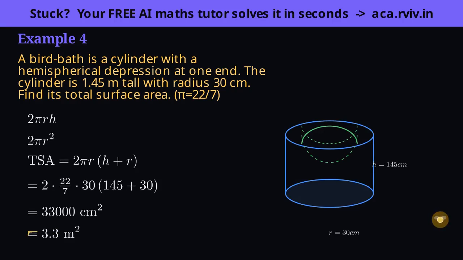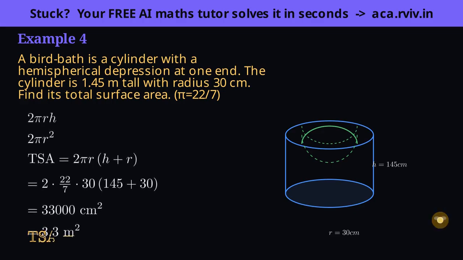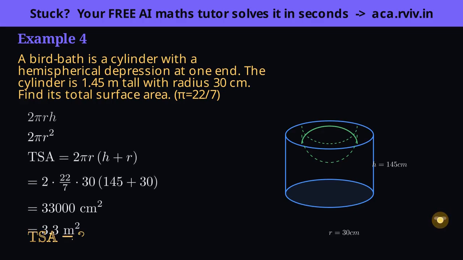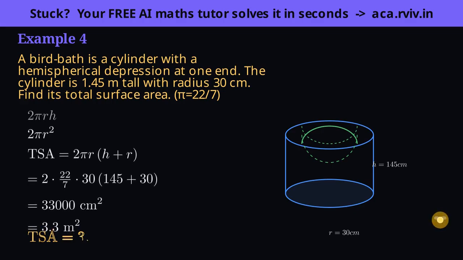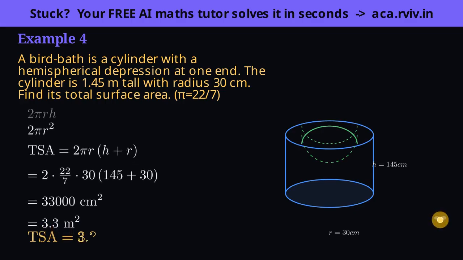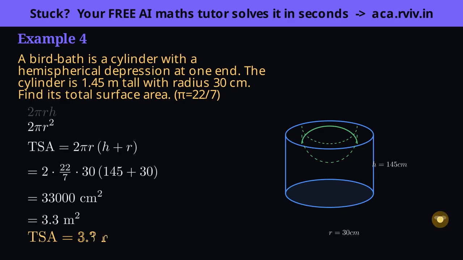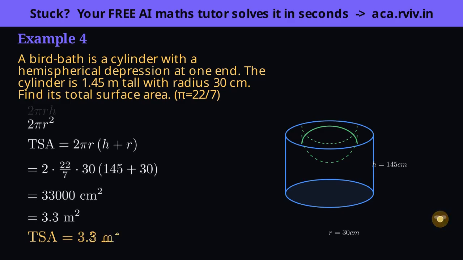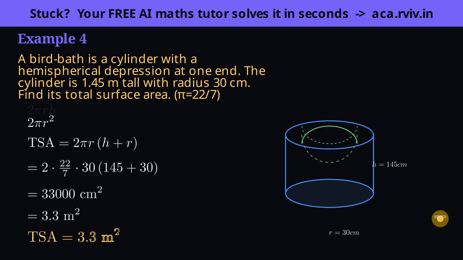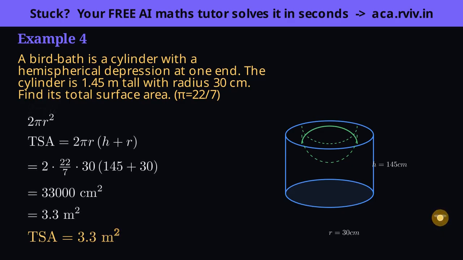Two lessons here. First, a depression removes a flat lid but adds a curved surface, so we count the ball, never a top circle. A hollow is still skin. And second, always fix the units before you start, and remember area conversions square the factor: 10,000, not 100, square centimeters to the square meter.